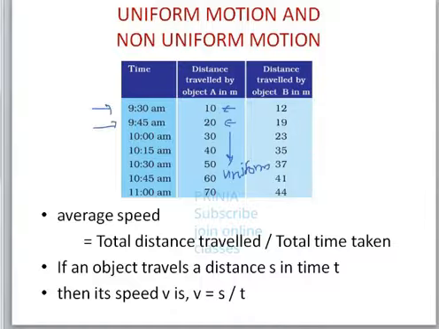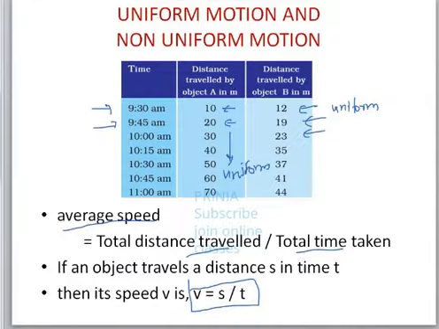And when it is traveling through like 12 meter, 19 meter, 23 meter and so on within each 15 minute interval of time, such motion is called the non-uniform motion, because it is not traveling at a constant distance. So we can find out the average speed, which is the total distance traveled divided by the total time taken, written as v average equal to s by t.